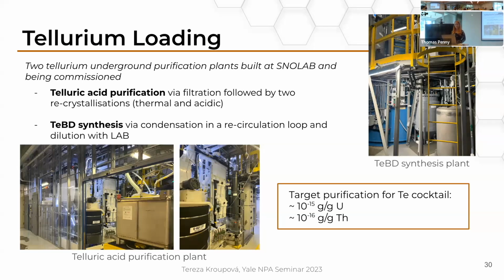All of the purification of the tellurium will be done underground in this telluric acid purification plant. And all of the chemistry from the previous slide will be done in a different tellurium butanediol synthesis plant. So both of these plants exist at SNOLAB, and they're being commissioned. After the purification, we expect on the order of 10 to the minus 16 grams per gram in the uranium and thorium chains.